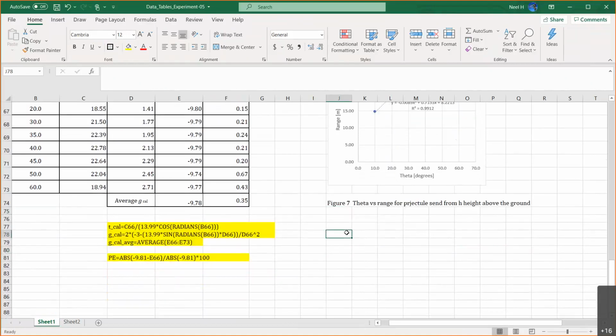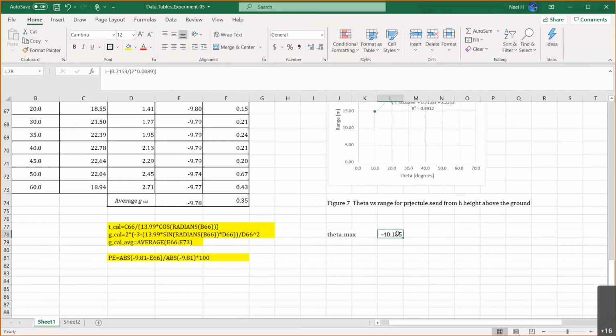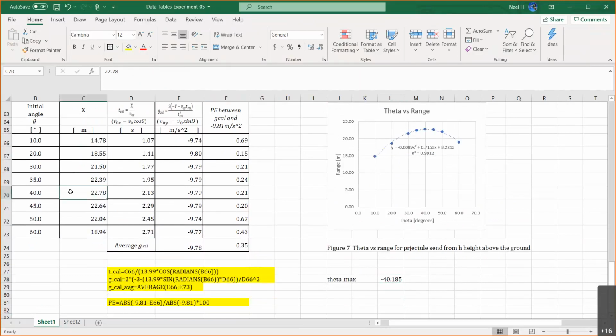It's calculated that theta max, okay, let's do that calculation. Equal sign, minus, parentheses, b over 2a, right? B is 0.7153 divided by parentheses 2 times a, which is 0.0089, close brackets twice. Now you can see the maximum I'm getting from that equation is about 40.185. That's what we have seen from the data too. It's very close to 40. You can see the range is maximized close to 40, not 45.